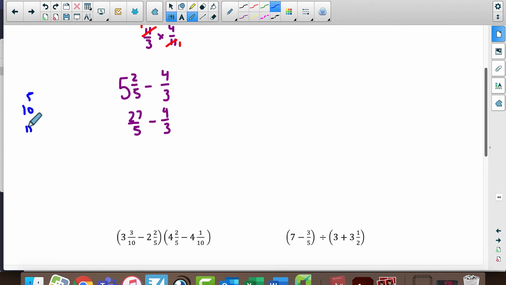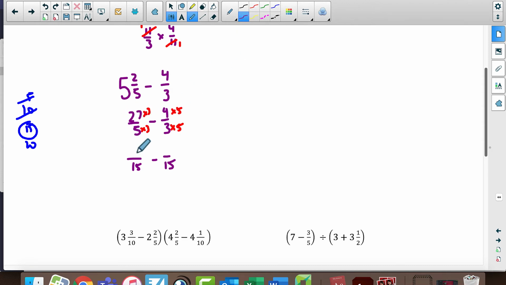5, 10, 15, 20. Does 3 go into 5? No. Does 3 go into 10? No. Does 3 go into 15? Yes, that is our lowest common denominator. So we've got to switch them both to 15. What do we multiply 5 by to get 15? 3. Do the same to the top. Ooh, pretty big here. What's 3 multiplied by to get 15? 5. So let's do that.